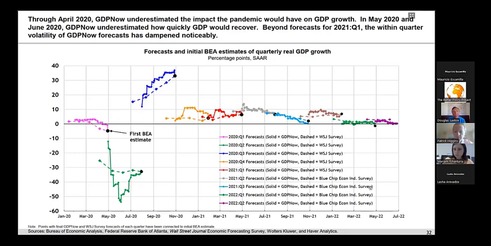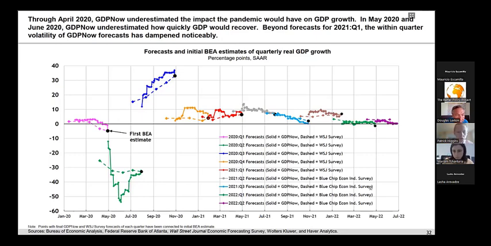So this slide essentially, the last slides I'll show estimate how well GDPNow has done during the pandemic relative to before that. These are the evolution of the nowcasts of each quarter in the pandemic. Each colored solid line is GDPNow's evolution. Each dashed line is the evolution of Blue Chip Economic Indicators, and the black line is the actual first reported estimate of GDP growth.